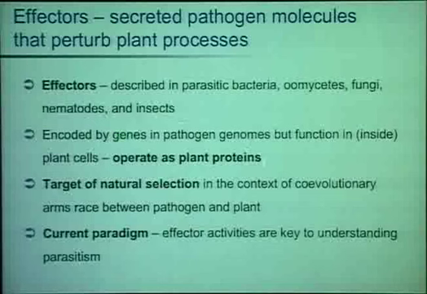And that's a very interesting concept, because that means that any natural variation in the sequence of these effectors should directly impact the interaction between the pathogen and the plant, and therefore we can expect that effectors will be directly targeted by natural selection. And then the current paradigm in the field is that studying effectors is important to understanding parasitism. Now they have been reported in bacteria, oomycetes, fungi, and nematodes, and more recently also through Saskia's work in insects.